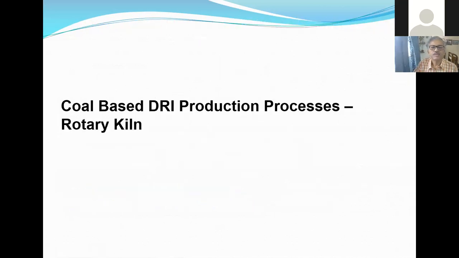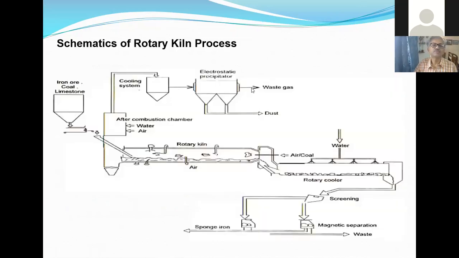So the coal-based DRI production process. I'll just talk briefly about the rotary kiln process. It's a very rugged process. As you can see, basically iron ore, coal, and limestone are charged. Limestone is given basically to reduce the sulfur content.